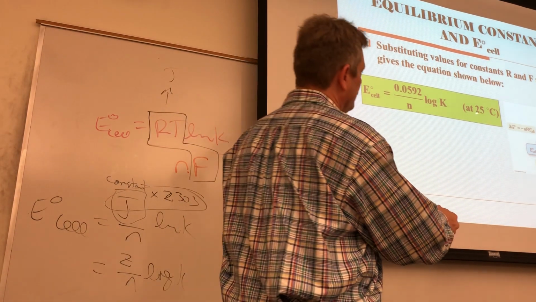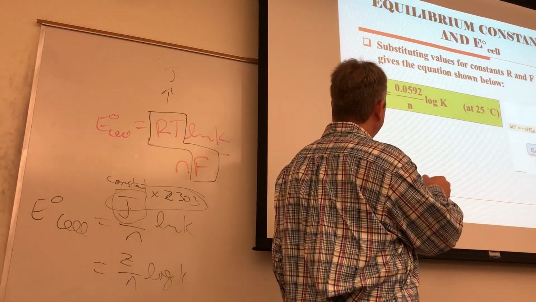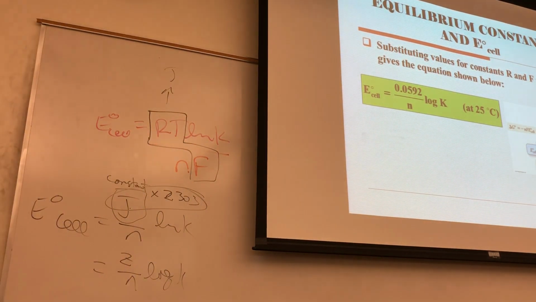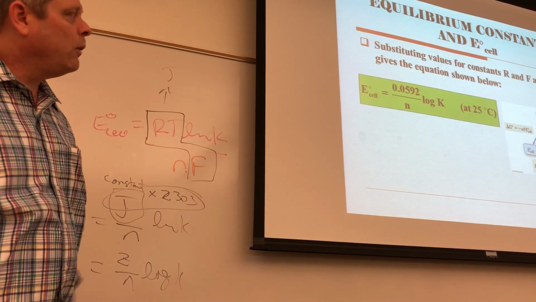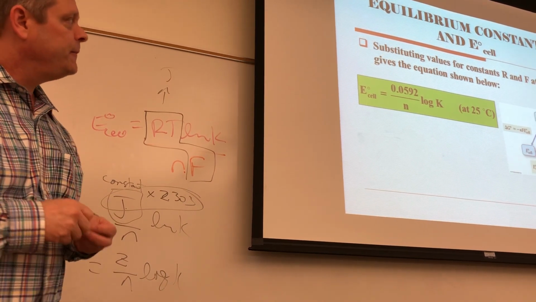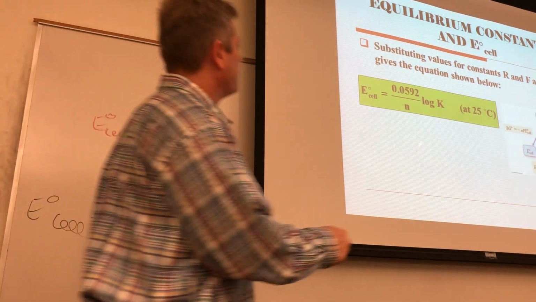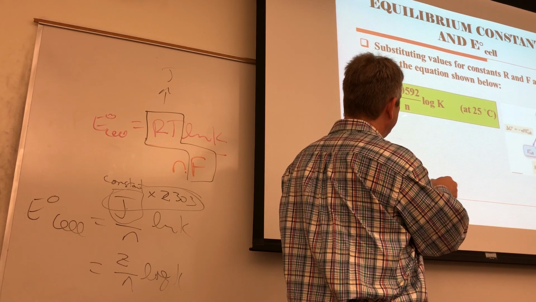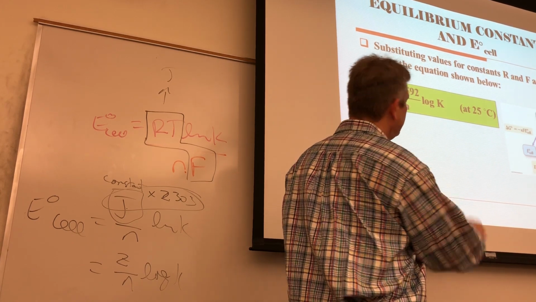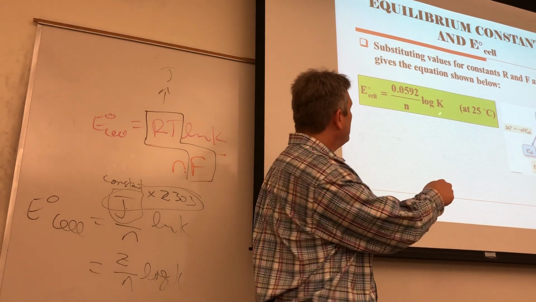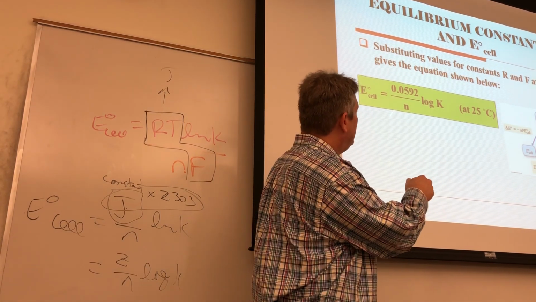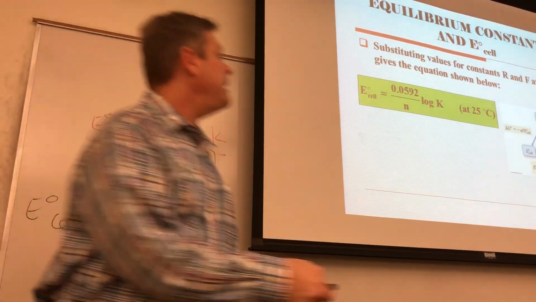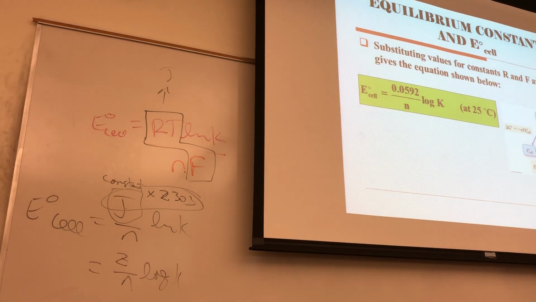I just made this, and see there's your 25 degrees. I just made it easy to get the correlation between E of the cell and log K, or K, with the log in front of it. So all I need to solve for, if I want to solve for K, and I have the information, I put in the number of electrons transferred, I put in E of the cell, and I can solve for K. If I want to solve for E of the cell and I have K, and I know the number of electrons, I plug those in and I can get E of the cell. That's my correlation, and that's given right here.